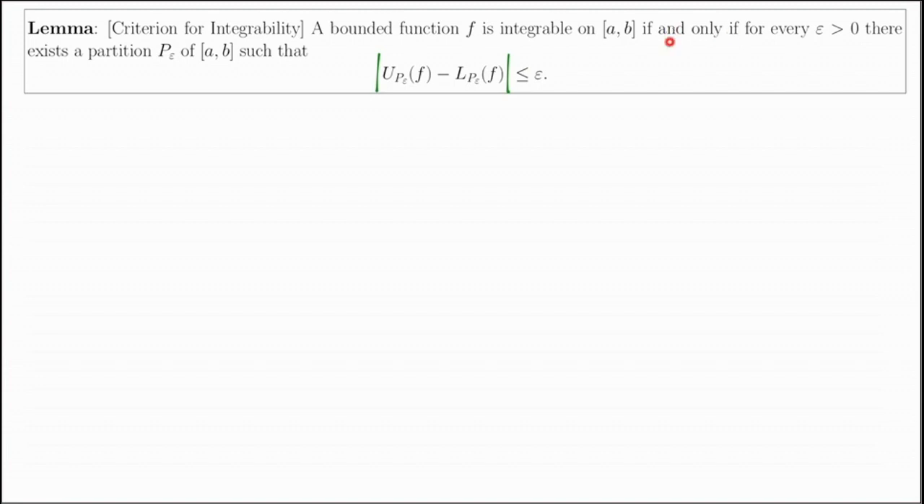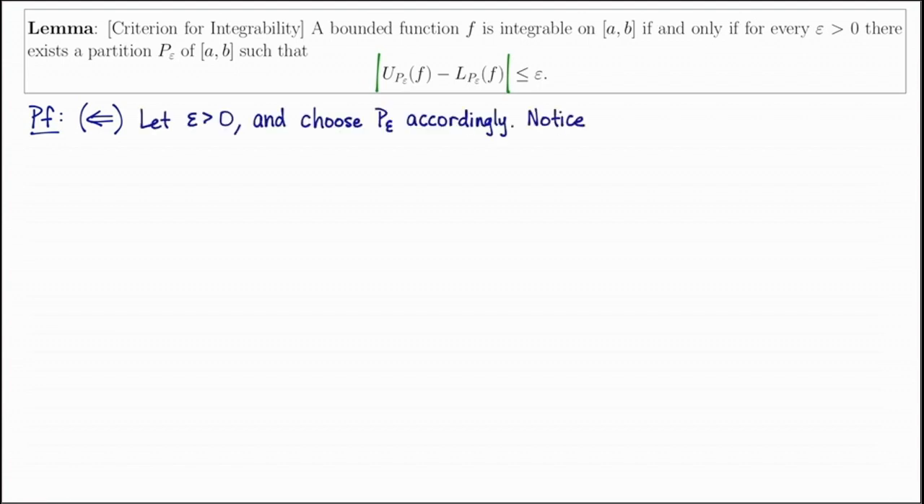Couple remarks, this is an if and only if proof, so we're going to prove both directions. Second remark is that in the latter clause, first you pick epsilon, then you know that there exists a partition. So you have to first choose how close you want those two quantities to be, and then if you can show that there is a partition, you know your function is integrable. For the proof, the backwards direction is actually easier. So suppose that given any choice of epsilon greater than 0, we know that there exists some good partition of our domain so that the difference between the upper sum and the lower sum is less than or equal to epsilon. So let epsilon be greater than 0 and choose that partition accordingly.